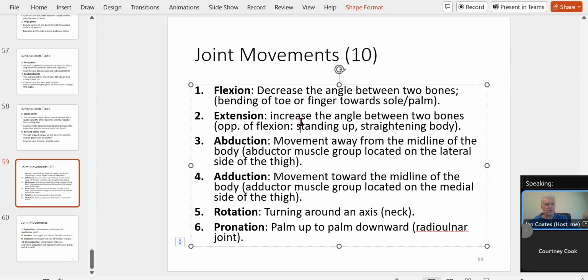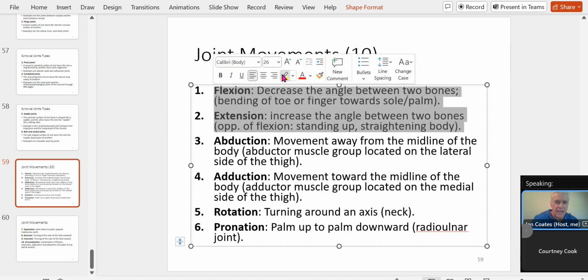Flexion decreases the angle between 2 bones, bending of toes or fingers towards. You see how you're shortening that angle? The opposite is extension. Flex, extend. So these 2 are opposites. Know them like that.